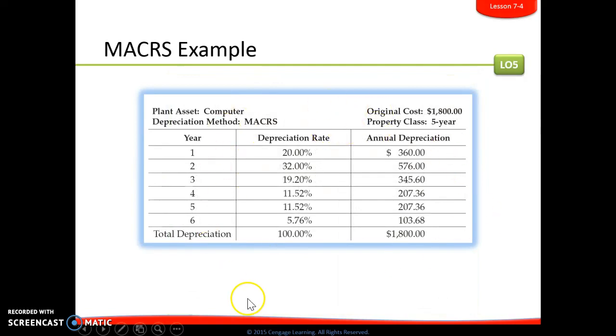So here they give us an example. We have a computer. The original cost was $1,800. The property class is going to be a 5-year class. So here are those depreciation rates for each year. To figure out our annual depreciation, we're simply going to take that depreciation rate for each year times the original cost. Okay, and we're always going to multiply it times the original cost.